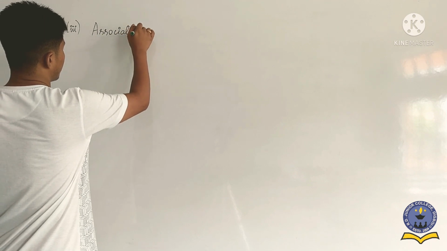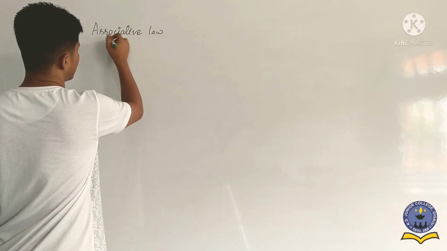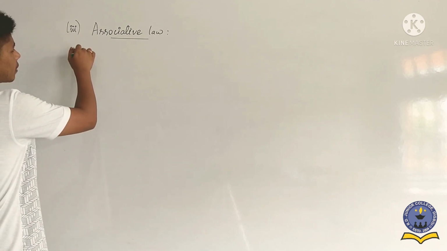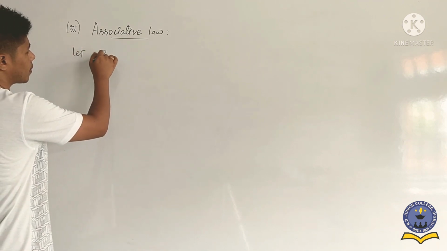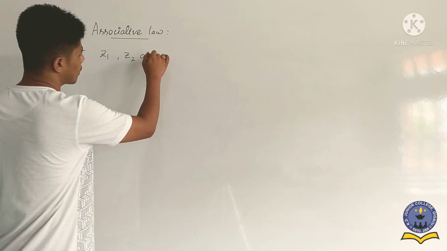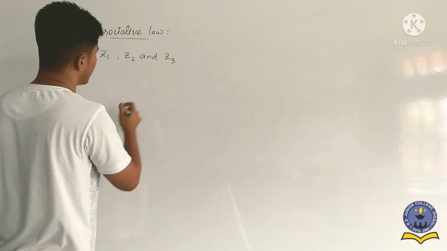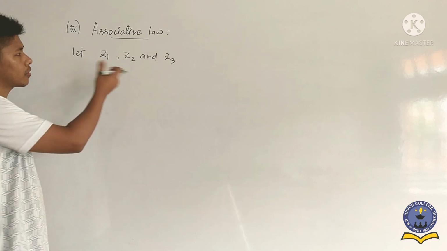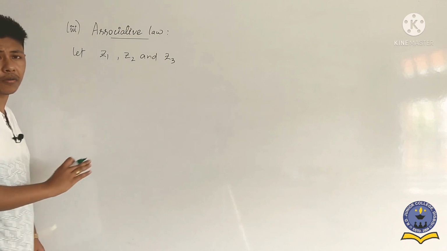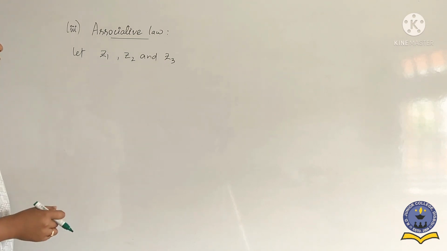Now, if you see the third property here, we write associative law. So now in this case, what is the property? Let's see here. If we consider three complex numbers, here we consider the complex numbers are z1, suppose z2, and the third complex number here we consider z3. So z1 means what? It is of the form a plus ib. So how many complex numbers are we considering here? Three complex numbers.